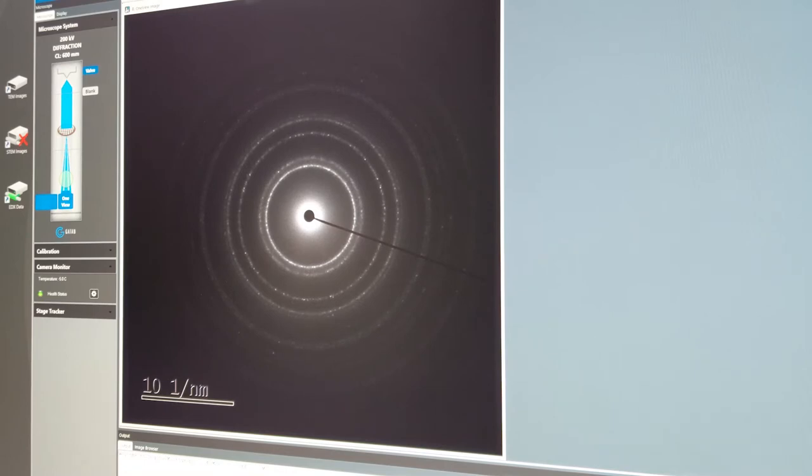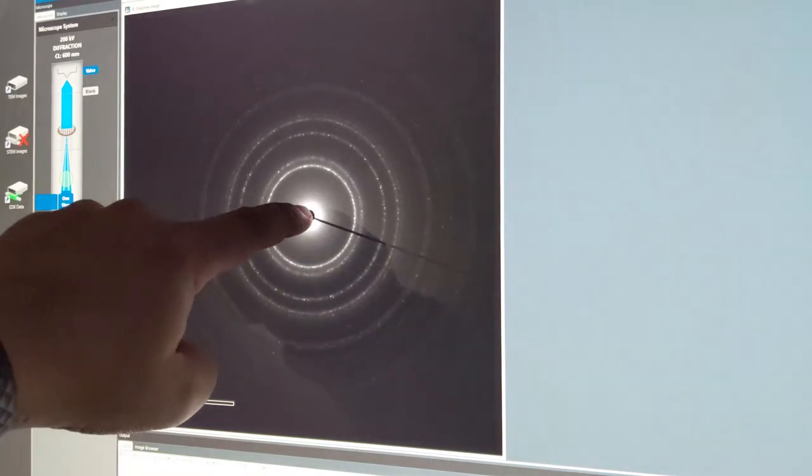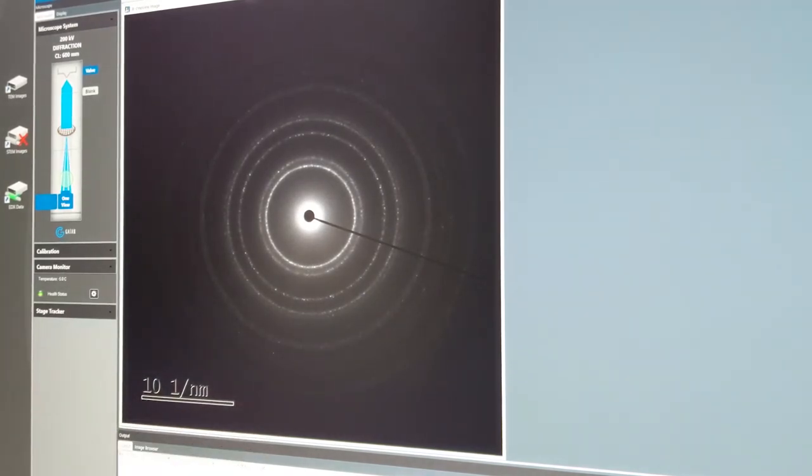The final thing to note is that as we increase the angle away from the center, we are decreasing the size of the lattice plane that formed that diffraction ring. If we look at Bragg's law, we can see that there is an inverse relationship between the angle of diffraction, theta, and the lattice spacing, dhkl. We can use this information to measure the lattice constant of our material, which for gold is 0.4 nanometers.